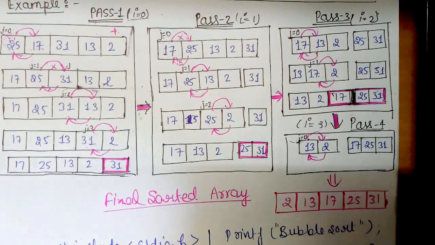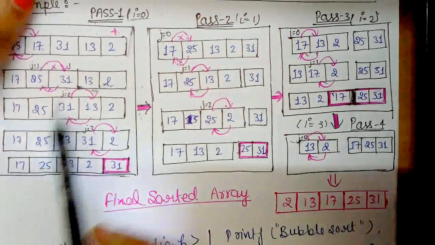As you can see, at the end of pass 1 we have one sorted element, 31, at the end of pass 2 we have 2 sorted elements, at the end of pass 3 we have 3 sorted elements, and at the end of pass 4 we have all 4 sorted elements. But if we have 4 sorted elements, the last element will automatically get its correct position, so we will not require pass 5. That's why we are doing it till pass 4.